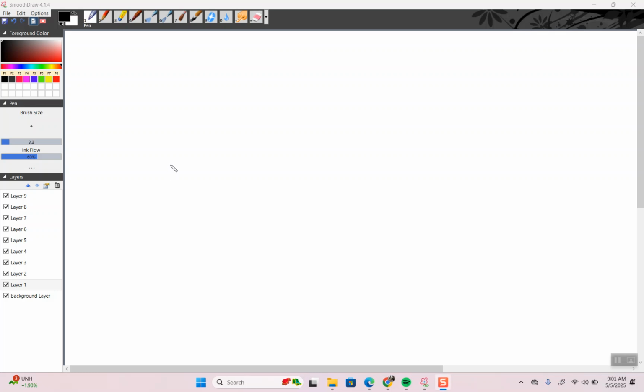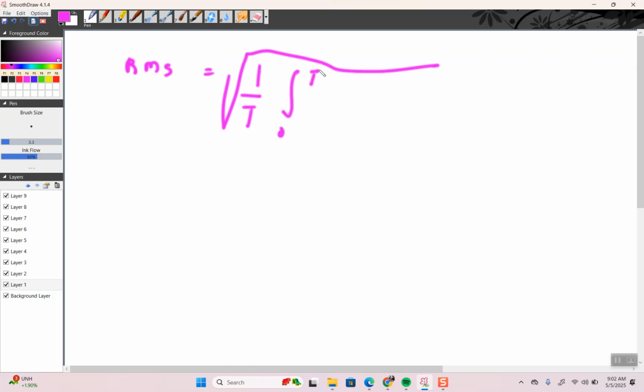Let's start with a quick review of RMS. The thing is RMS, root mean square, you're trying to make it kind of a DC equivalent, all right?